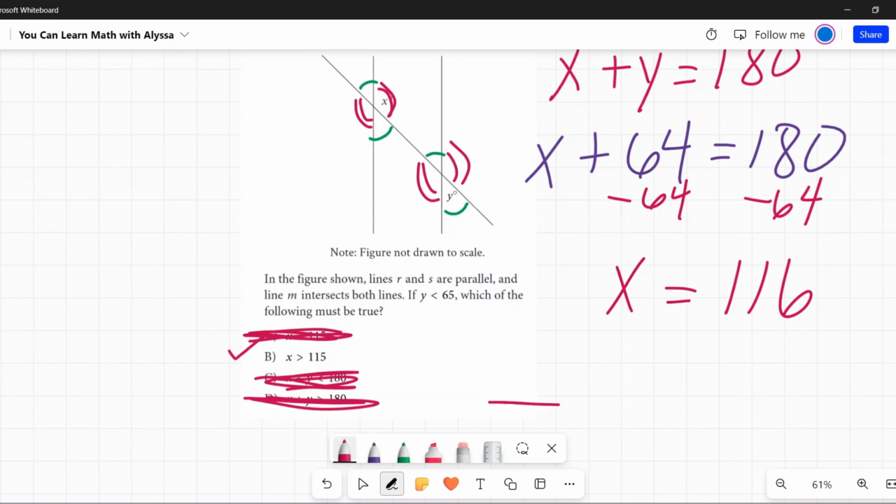And you see this as like these are making up a line. So if y was less than 65, this could be all the way down, y could be 10, y could be 5, y could be anything less than 65. So if y were equal to 65, x would be 115, but because y is less than 65, x must be greater than 115 to both add up to 180.